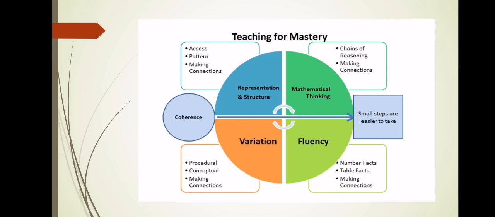Now you can see here that the variety of representations and structures plays a crucial part in teaching for mastery. And this is because it allows children to access a wider variety of maths. It allows them to create patterns and to see patterns in the maths that they are learning. And therefore it allows them to make connections to other mathematical concepts. So for example, they're making the connection that multiplication is the same as repeated addition.